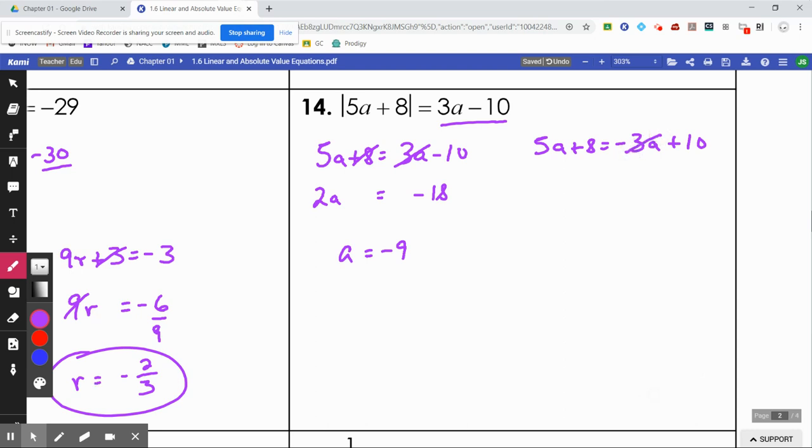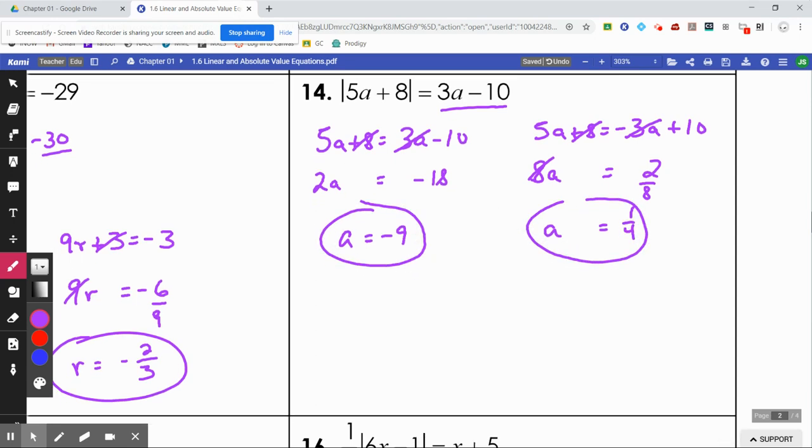Move minus 3a by adding, that gives you 8a. Move your 8 by subtracting, that gives you 2. Divide by 8, and you get a is 2/8, which we can reduce to 1/4. Now, that looks like our two answers, but again, I already see a problem with negative 9.